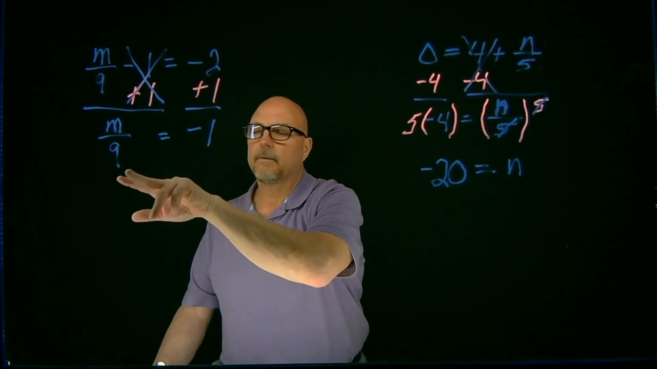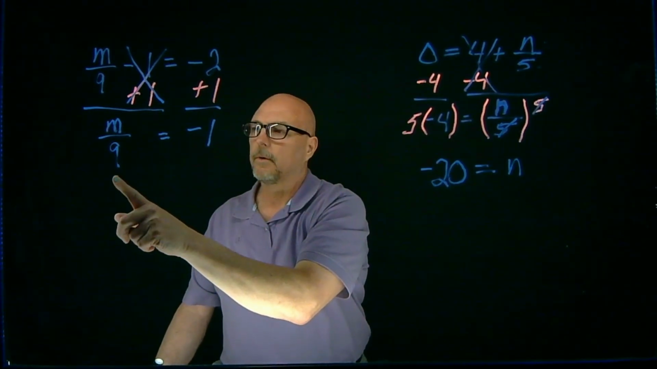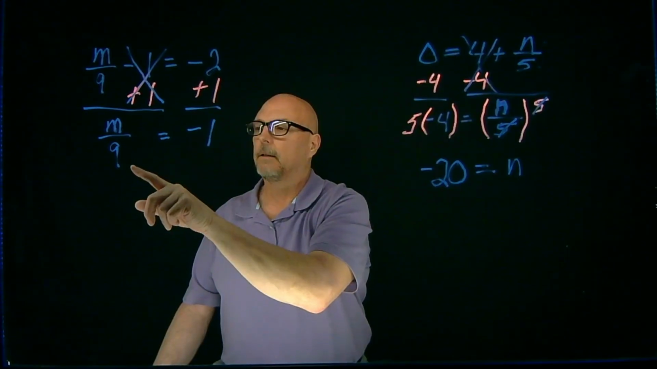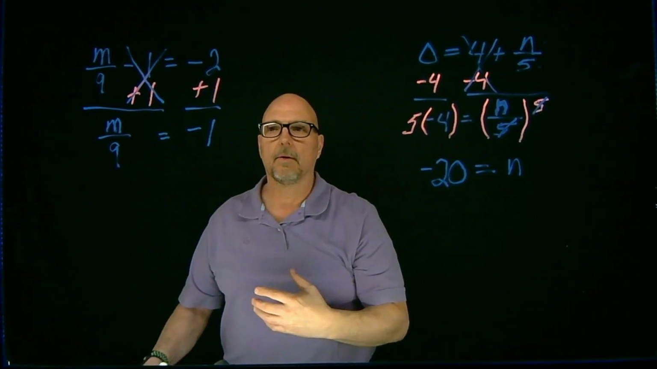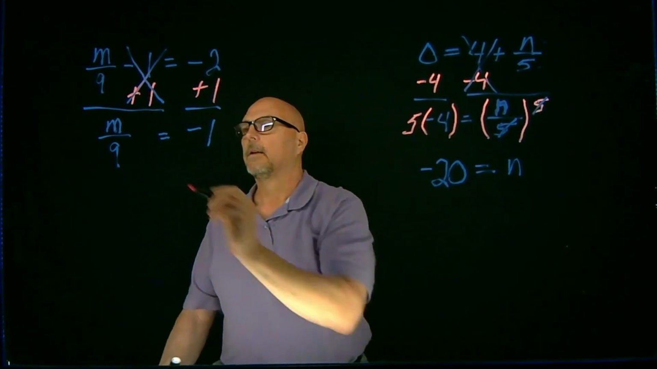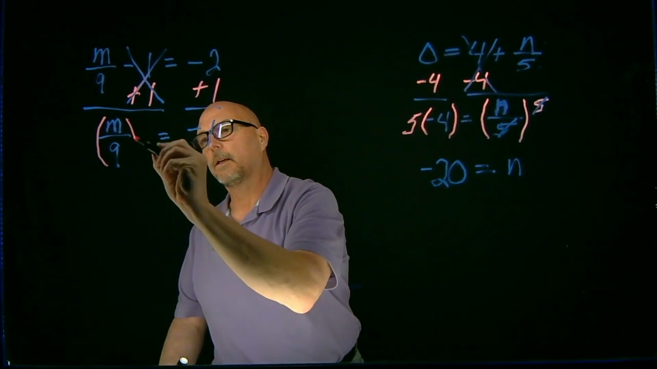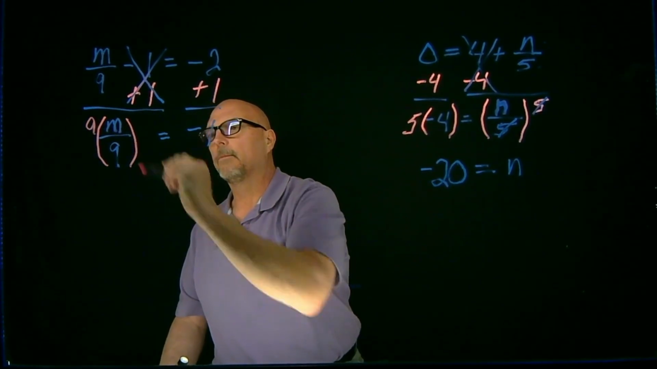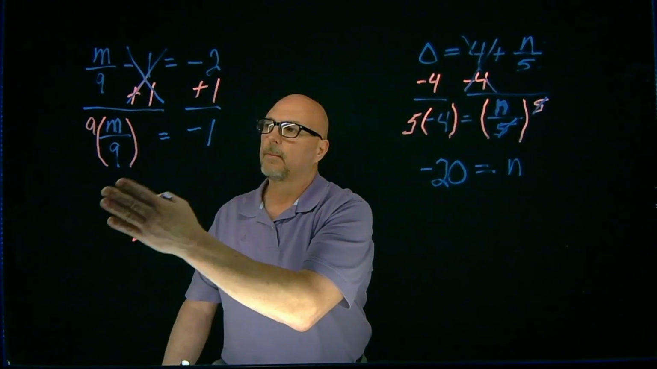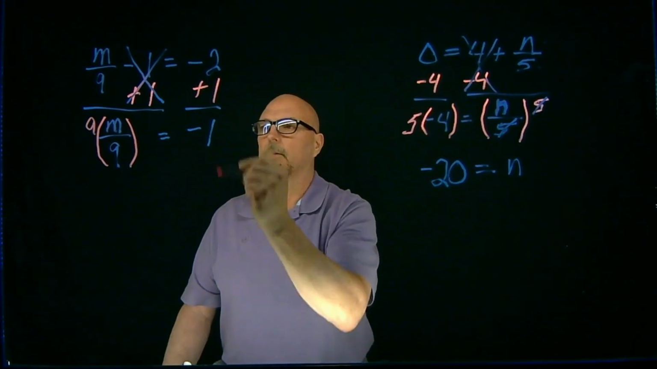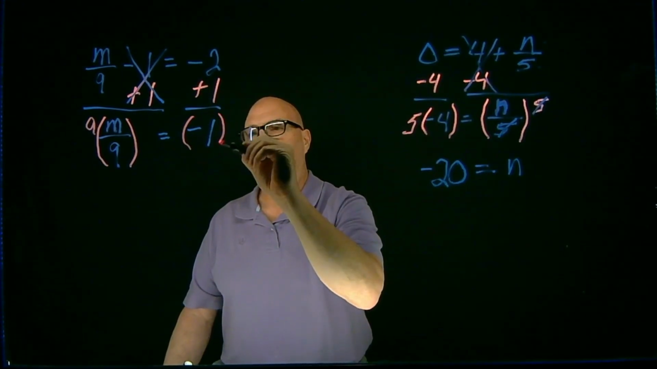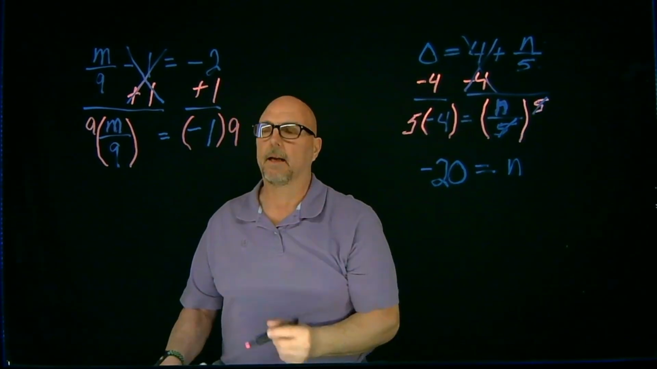So now I have my variable m that I'm looking for, and it's being divided by 9. So how do I undo division by 9? Well, get my pink one again here. I'm going to multiply by 9. But I can't just multiply the left-hand side by 9. I also have to multiply the right-hand side by 9.